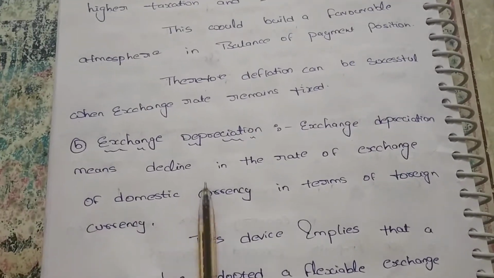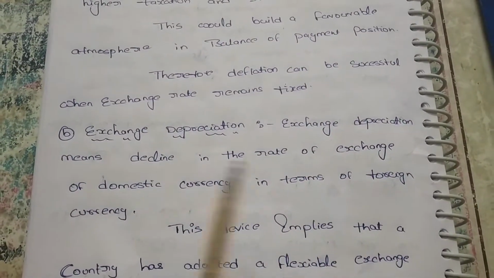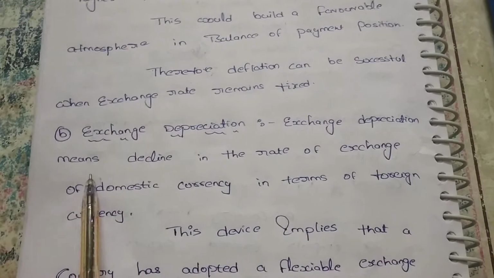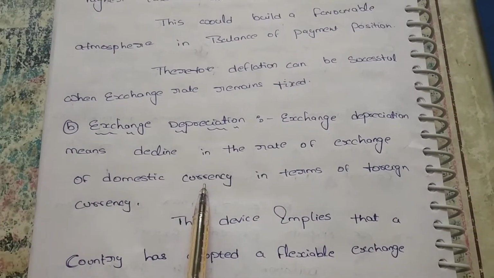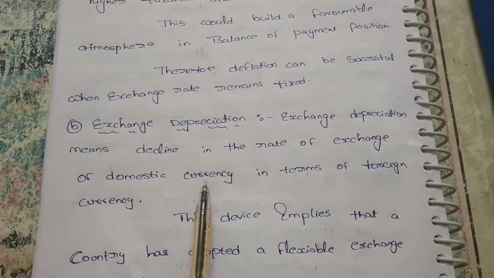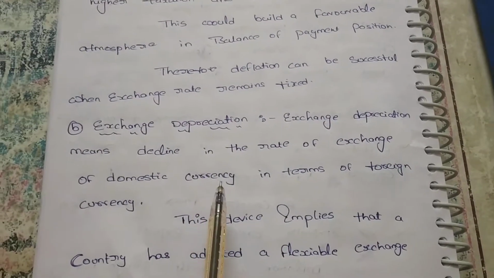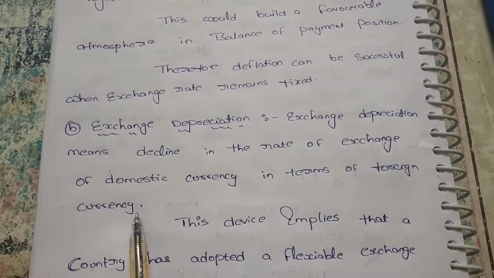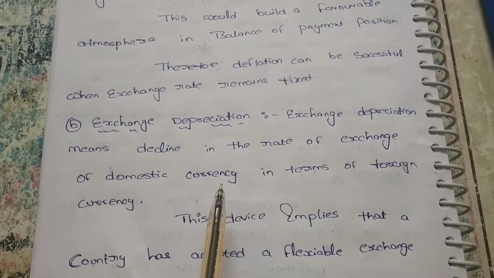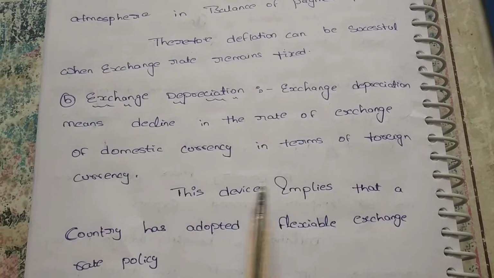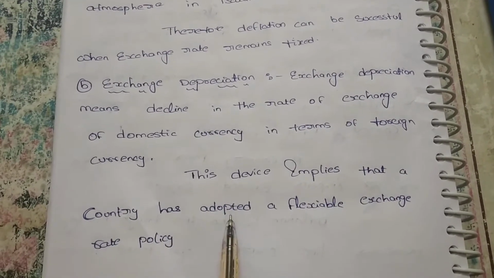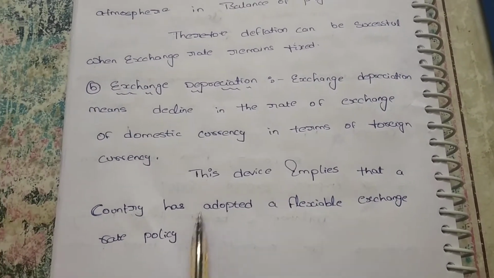Next, exchange depreciation. Exchange depreciation means a decline in the rate of exchange of the domestic currency. Our domestic currency rate declines, meaning our currency, the rupee, has declined in terms of foreign currency. Compared to foreign currency, our Indian rupee has decreased. This device implies that the country has adopted a flexible exchange rate policy.